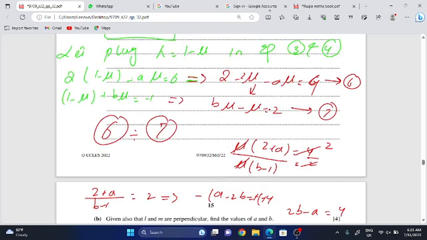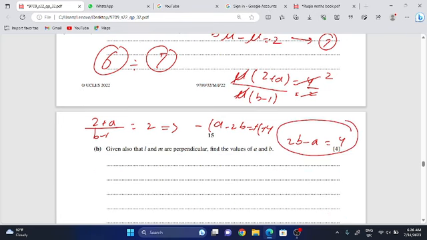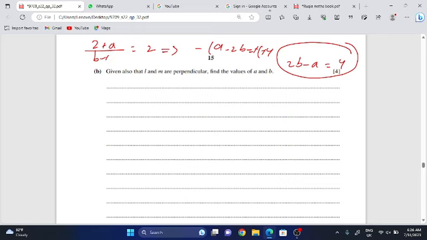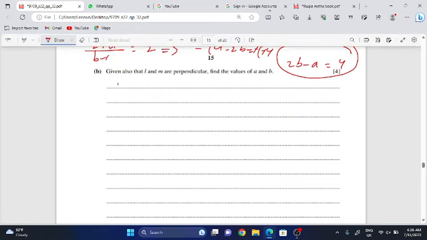Up to this point, you just showed the result, and for the second part you have to find the values of a and b, in which you will take advantage of the first part. So let's do. It says that given that L and M are perpendicular, find the values of a and b. You know that whenever both the lines, L and M, are perpendicular, their dot product will be 0. So I have to write down the coordinates of L and M respectively.